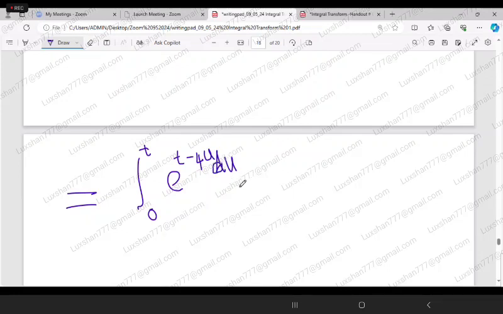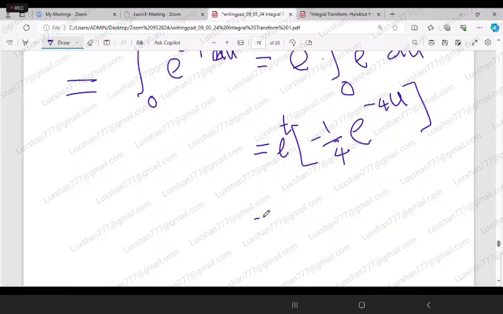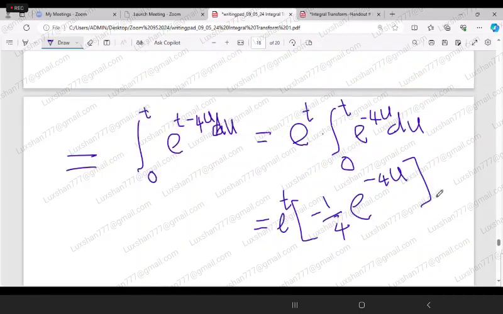So here the integration variable is u. Therefore, you can take e to the power t out, no problem. So this is equal to e to the power t into the integration from 0 to t of e to the power minus 4u. So this is equal to e to the power t, and if you integrate this, you get minus 1 over 4 e to the power minus 4u. So here you have to substitute 0 to t.